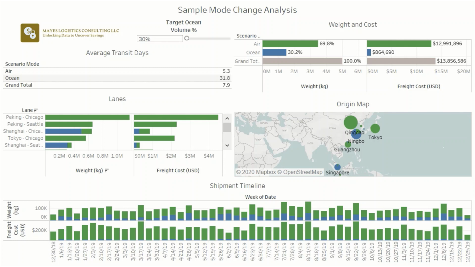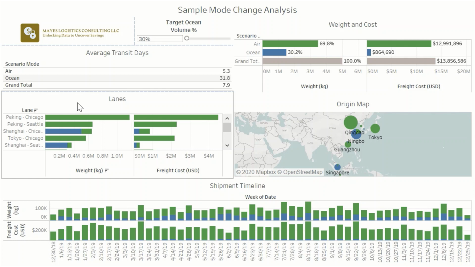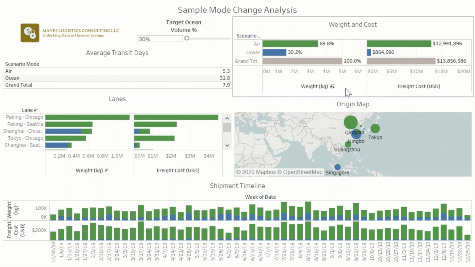So that's what I've done in this example. I've performed some simulations in the background to see how much it would cost when different percentages of shipments are moved from air to ocean. So this is an inbound network from several ports in Asia to 2 distribution centers, one in Chicago and one in Seattle. And in the baseline, about 70% of shipments are flowing via air, and only about 30% are flowing via ocean.